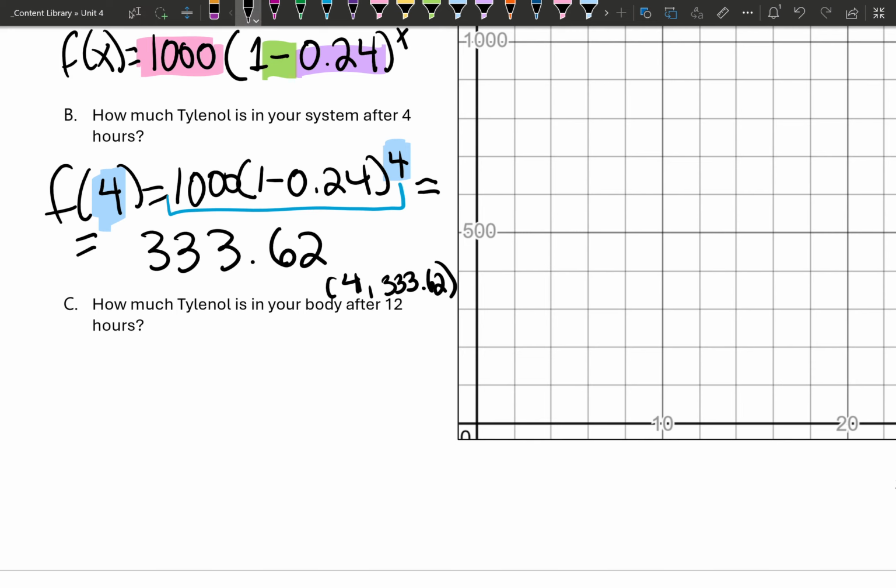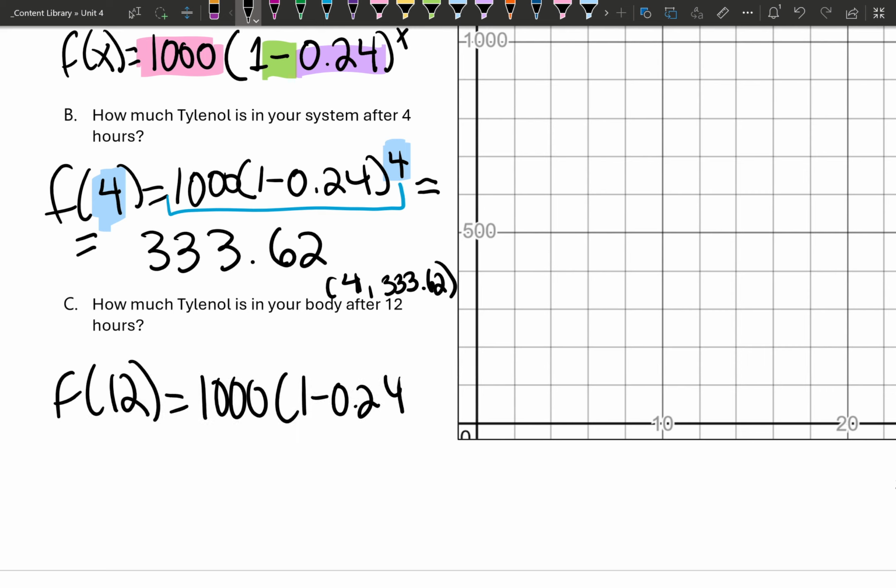Anyways, let's see how much Tylenol is left in our body after 12 hours. Alright, I'm gonna guess very, very little. Yeah, we have about 37 milligrams in our body after 12 hours.